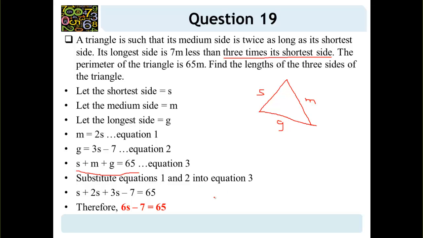So let's substitute for M. Wherever we see M, we put 2S. And wherever we see G, we put 3S minus 7. So when we do that, we have that S plus 2S plus 3S minus 7 is equal to 65. 65 is the perimeter. That means that 6S minus 7 is 65.